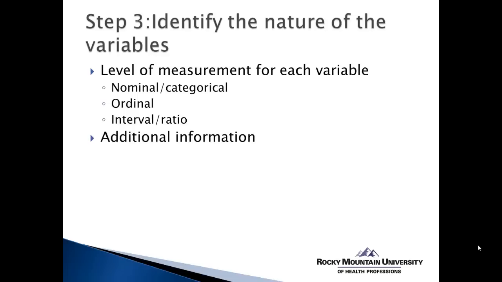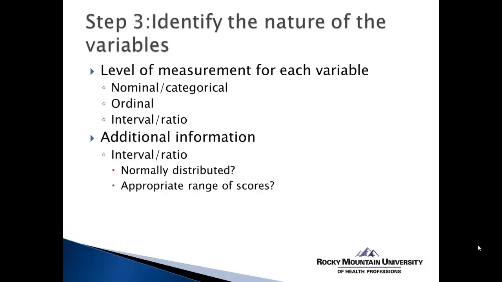Now, some additional information you'll need to identify about the nature of your variables. For numeric variables, one of the biggest additional pieces of information we need to develop is whether or not the scores in our groups are normally distributed. In other words, do they form a bell curve as far as the frequency of occurrence? And that is a hugely important criteria when we talk about some of the different kinds of techniques that we need to use.